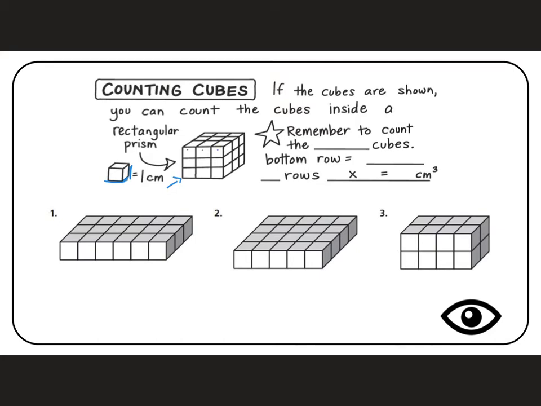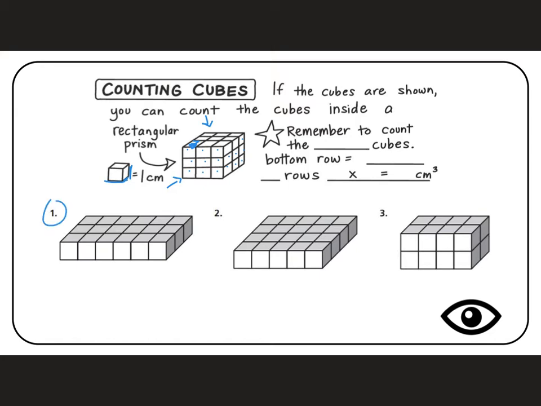1, 2, 3, 4, 5, 6, 7, 8, 9, 10, 11, 12, 13, 14, 15, 16, 17, 18. Oh, but look, if I count this one, I've already counted that cube. But if I look back here, I haven't counted these cubes. So it's a little bit difficult to actually just count volume. That's why we use some formulas. But today we're going to look at some simple shapes like this, where we can count easily.